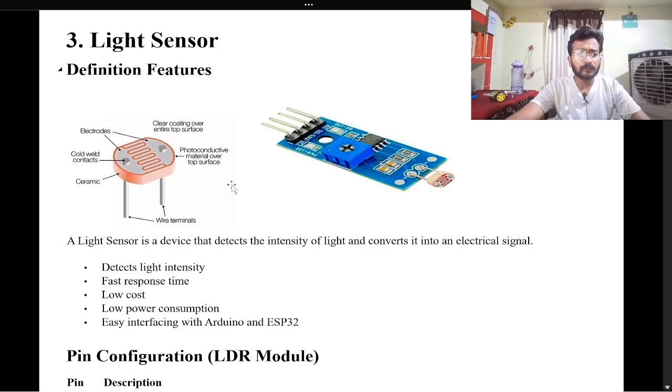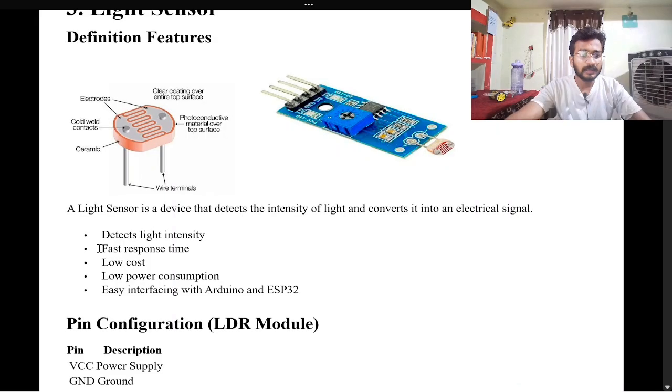Here we have a photoconductive material. Here you can see, and these are the features. It detects light intensity, fast response time, low cost, low power consumption, and we can easily use this sensor with Arduino, ESP32 and other microcontroller.